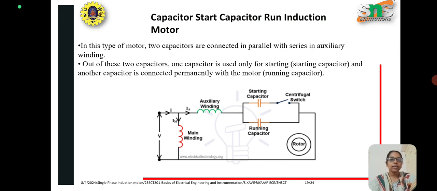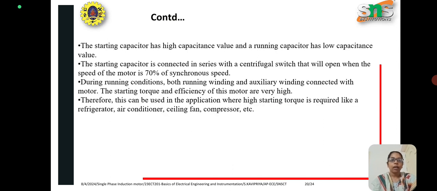Next is the capacitor start, capacitor run. Here you will have two capacitors, one for starting and another for running, and the switch is attached. When the motor reaches maximum speed, the starting capacitor and auxiliary winding are removed from the circuit. It is used in applications where high starting torque is required like refrigerator, air conditioner, ceiling fan, compressor, etc.